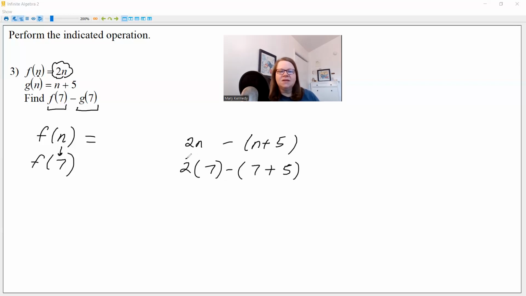All right, so let's start to clean this up. 2 times 7 is 14, minus 7 plus 5 is 12. So this is simply 14 minus 12, which is 2. So that's our answer to that question. Okay, so this notation can be tricky.